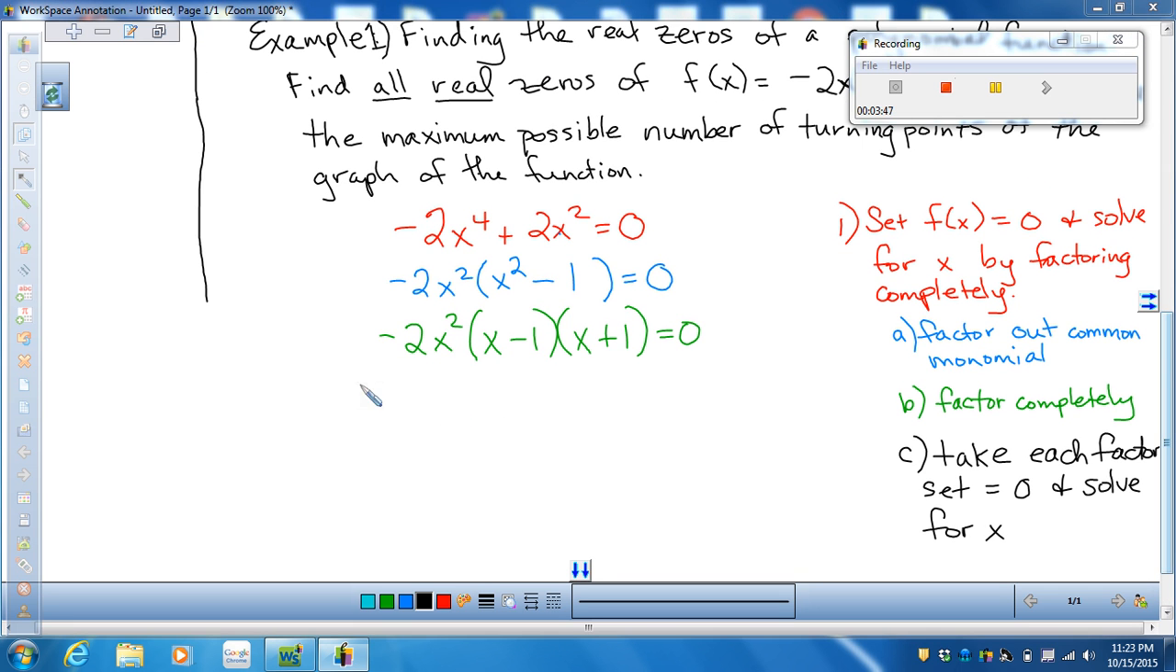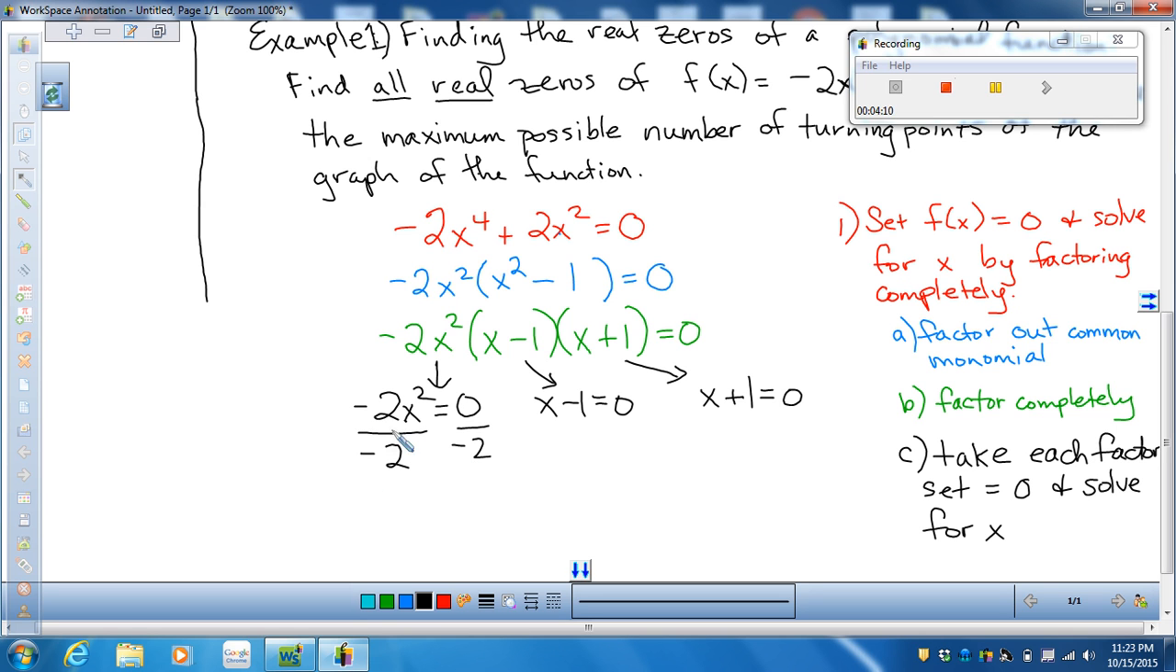So take them one at a time. Negative 2x squared equals 0. That's the first one. Second one, x minus 1 equals 0. Third one, x plus 1 equals 0. So if I solve each one, negative 2x squared, I'm going to divide both sides by negative 2. I get x squared equals 0. Square root both sides. x is equal to positive or negative 0. So x is equal to 0. 0 really can't be positive or negative. It's just right in between.